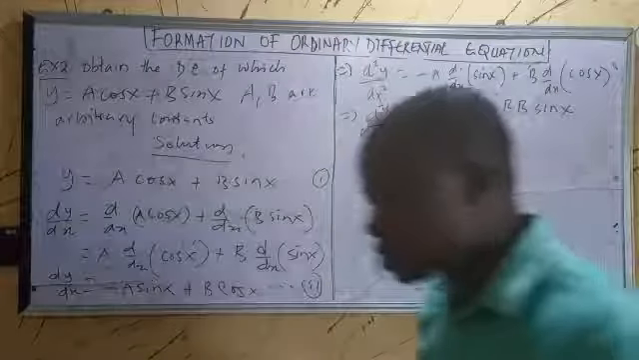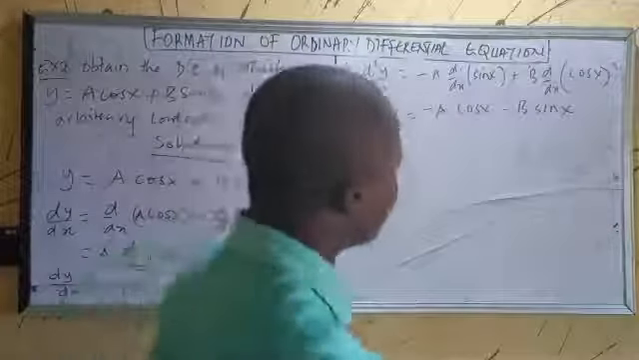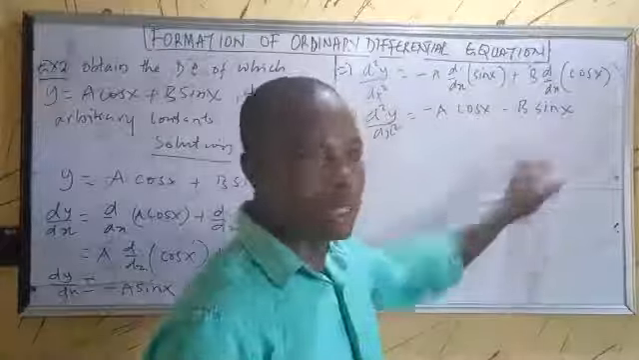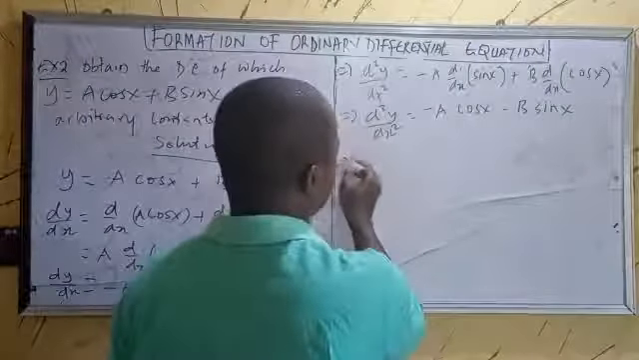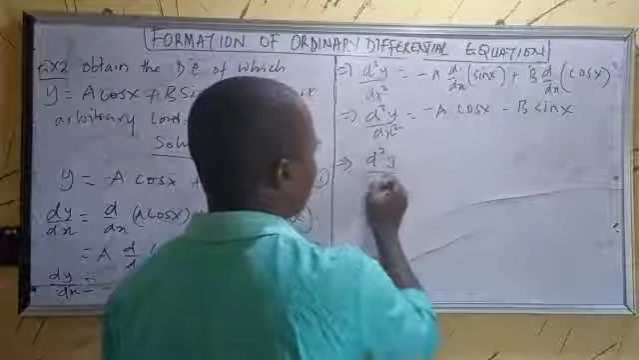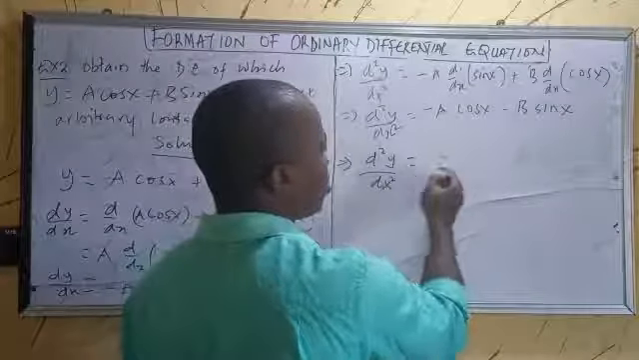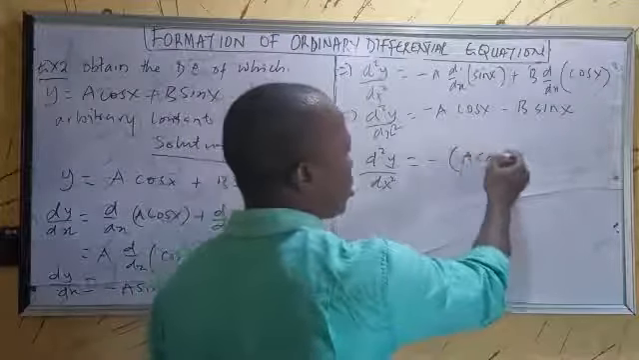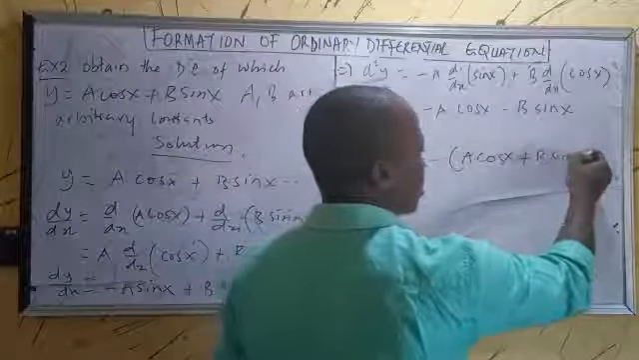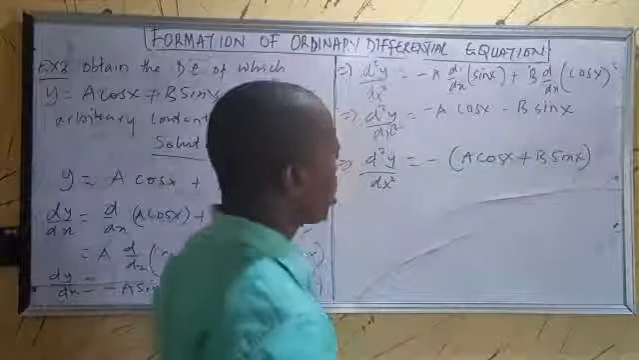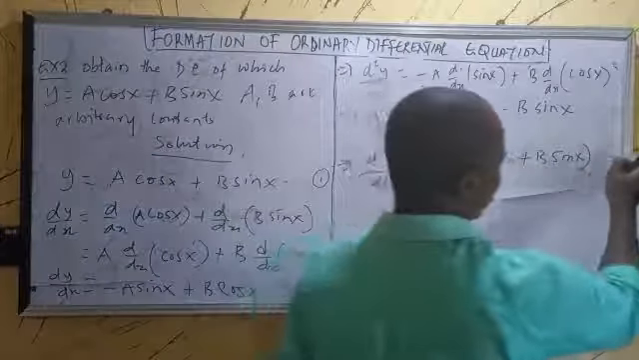So now from here, what's the next thing to do? You can see that we have minus a, we have minus b. Definitely the minus can be factorized, so we have d squared y over dx squared equals minus of a cos x plus b sin x. So now, let's say this is equation 3.